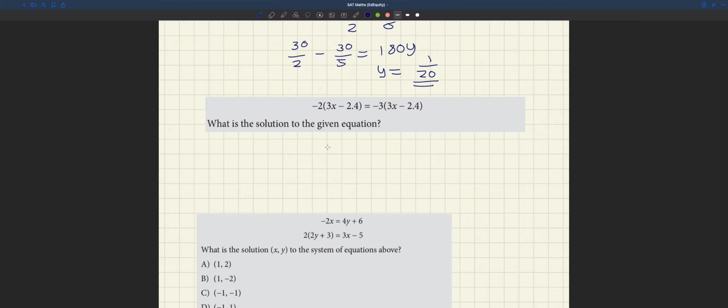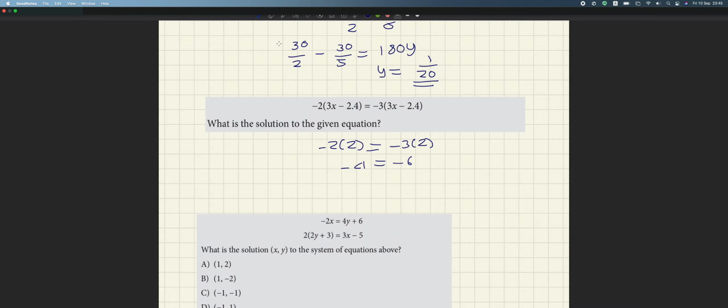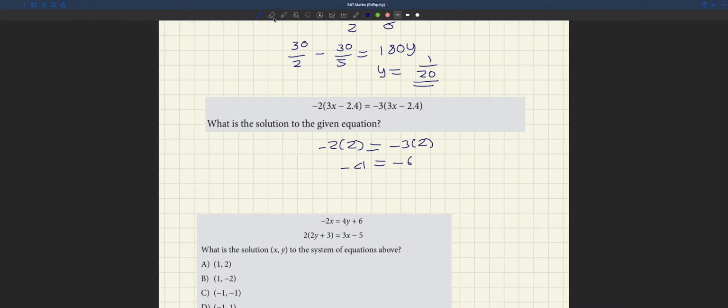So let's give an example here to explain why 3x minus 2.4 must be equal to 0. Let's say that this equals a certain number, let's say 2. If 3x minus 2.4 equals 2, negative 2 multiplied by 2 equals negative 3 multiplied by 2. This gives us negative 4, and this gives us negative 6. As you can see, the two sides are not equal. But if we put 0 into the equation, we get 0 equals 0, which means the only correct value for 3x minus 2.4 must be 0.